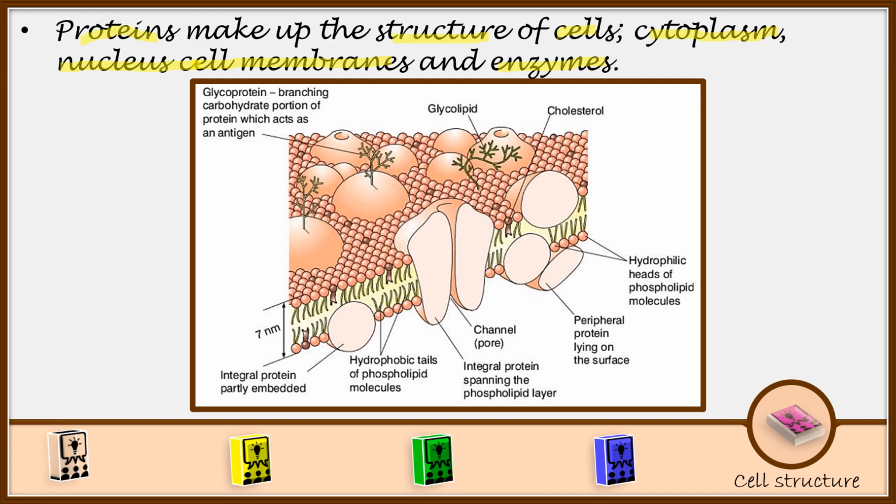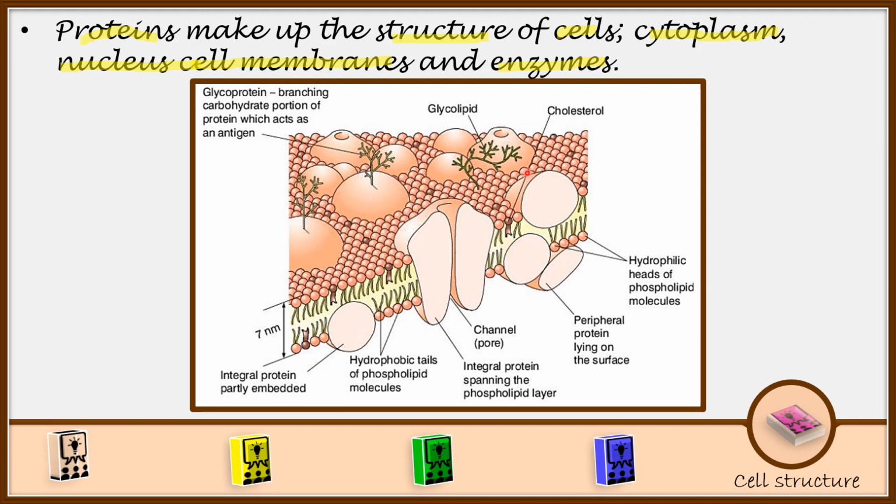This one here, which we have here, is our cell membrane. When you look at it, it has very many proteins. For example, here we have glycoprotein, a branching carbohydrate portion of protein which acts as an antigen. Here it is also made of a carbohydrate combined with a protein to form an antigen. Okay, now here we have a glycolipid.